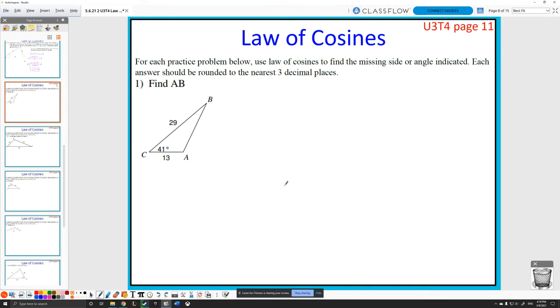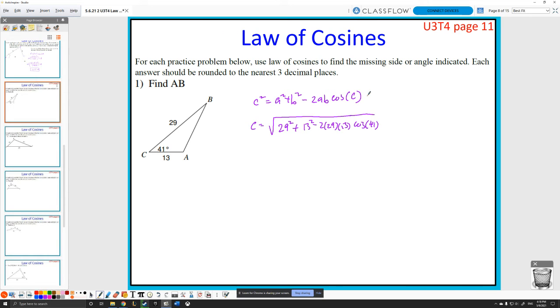All right, so I'll do a couple more to help set it up, but I'm probably going to go a little bit faster. Here, although I'm solving for a side, there's not much to be done. C squared equals A squared plus B squared minus 2AB cosine of C. Again, C then has to equal the square root of 29 squared plus 13 squared minus 2 times 29 times 13 cosine of 41.